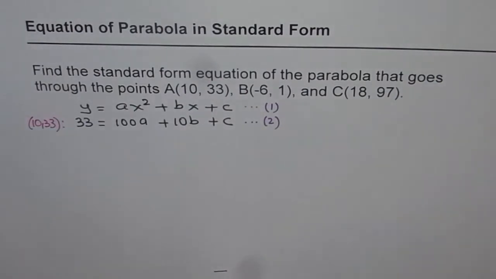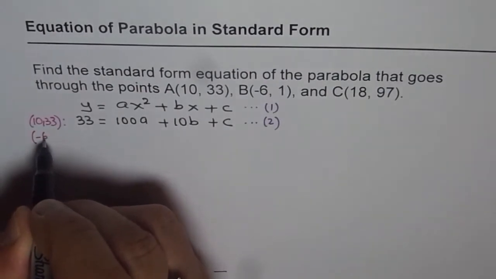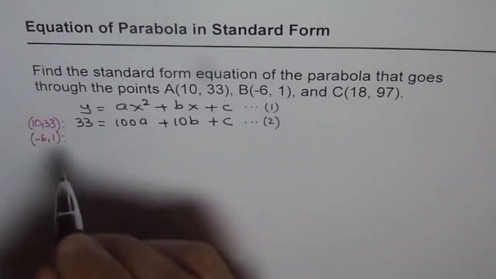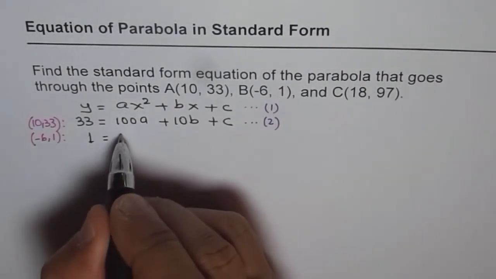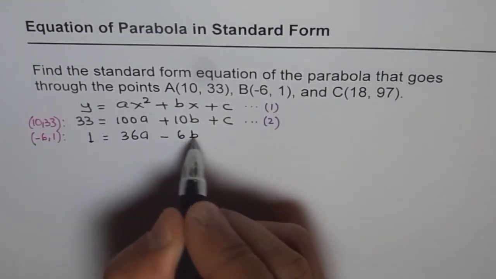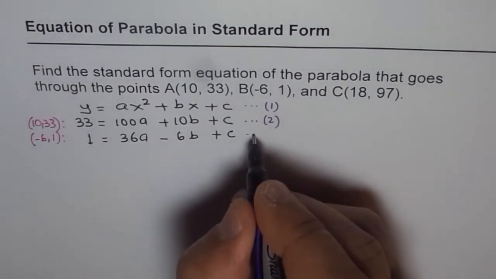Now let's substitute the second point, which is point B, (-6, 1). The y value is 1, so let me write 1 here for y. And -6 squared is 36, so we get 36a minus 6b plus c. And that is the third equation.